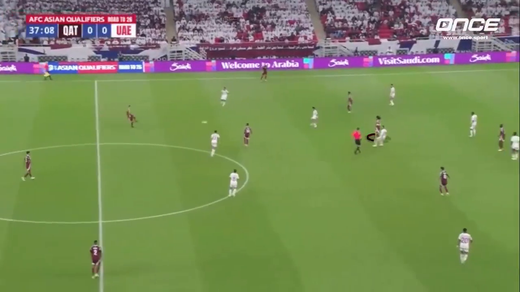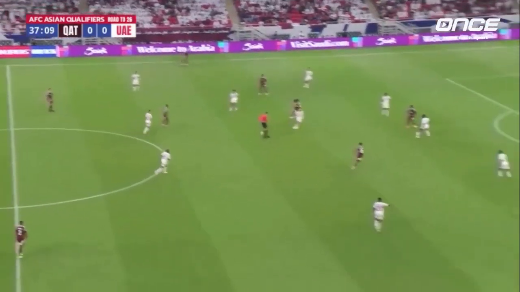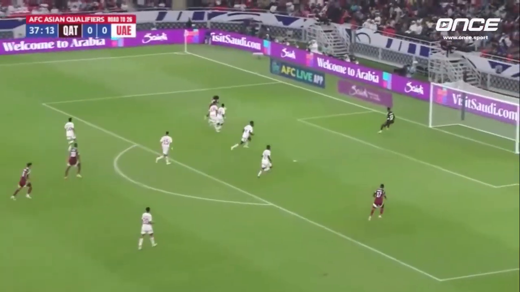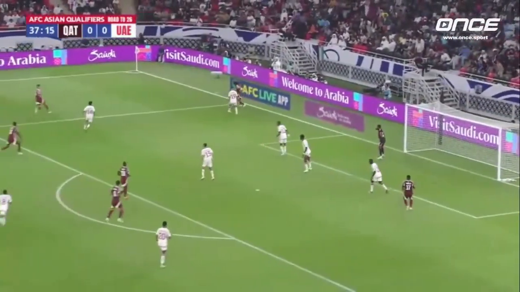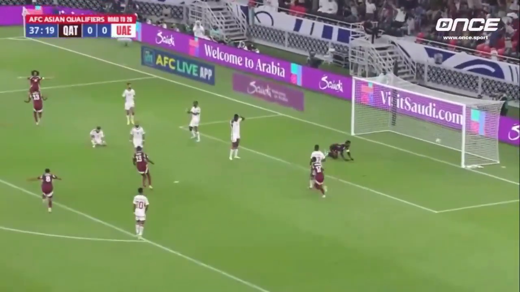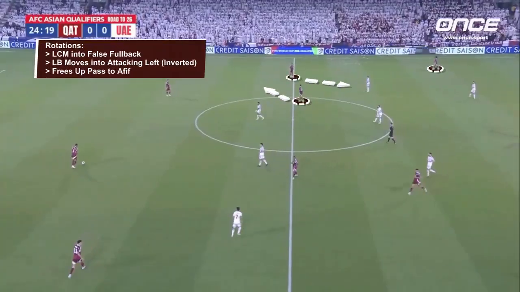Qatar tend to favour a 4-2-3-1 formation, but the key part is Akram Afif. He's the key player. He floats either in the 10 or off the left into the 10, the fullback inverting or going wide. They play off whatever his movement is, and rightly so. He is their creative spark. He's responsible for 11 assists in qualifying and 4 goals in qualifying. He has that special something that could light up a World Cup. He's got those moments in him.